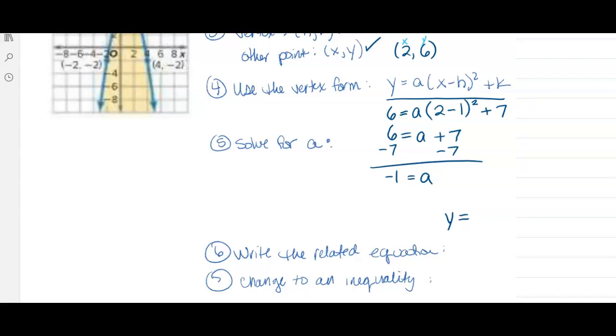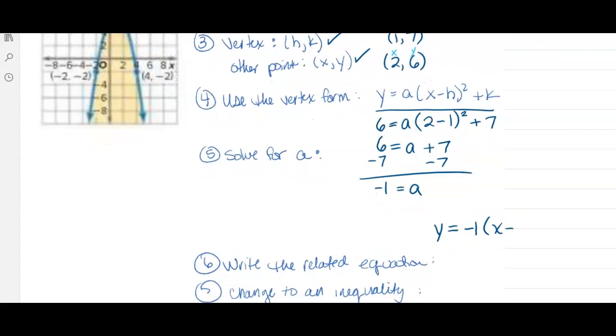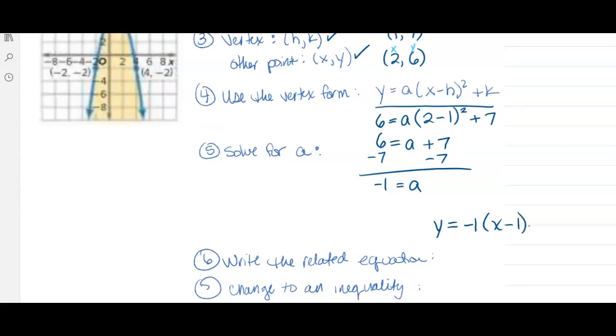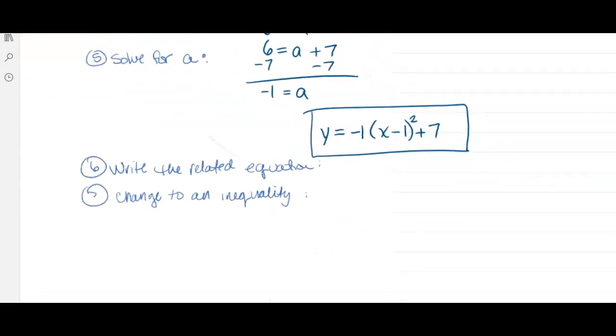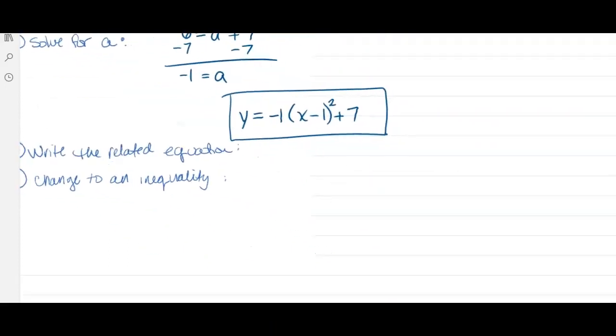So then I go back to my equation, y equals a times x minus h. What was h again? 1, plus k, which is 7. And I have to square that. That's my answer.